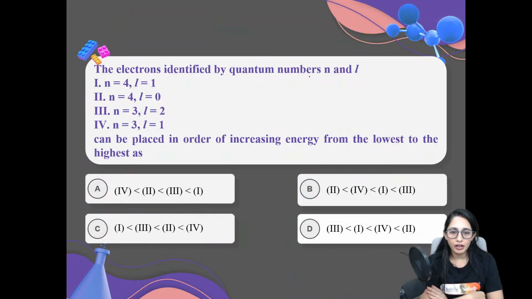The electrons identified by quantum numbers n and L can be placed in the order of increasing energy. Increasing energy means lowest to highest energy. Which has the lowest energy here? See and give the answer. n is equal to 4, L is equal to 1. n is equal to 4, L is equal to 0. n is equal to 3, L is equal to 2. n is equal to 3, L is equal to 1.